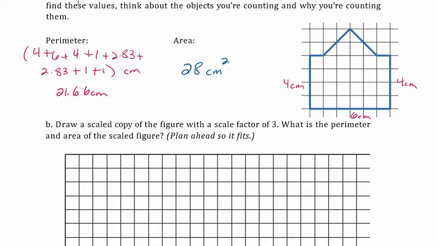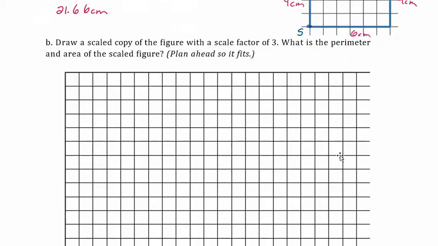Maybe start in one of these corners down here. I'm not going to draw this whole thing for you, but I am going to have you do it. And so instead of going up 4, since we are doing a scale copy with a scale factor of 3, we're going to want to make this side 4 times 3 centimeters, or 12. And then we're going to want to make this side 6 times 3, or 18.